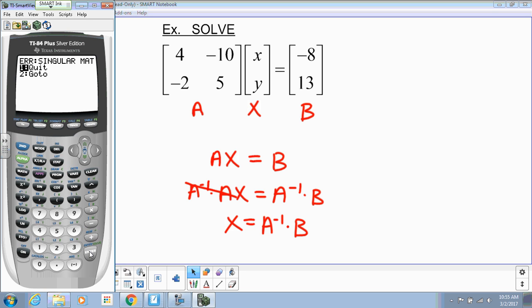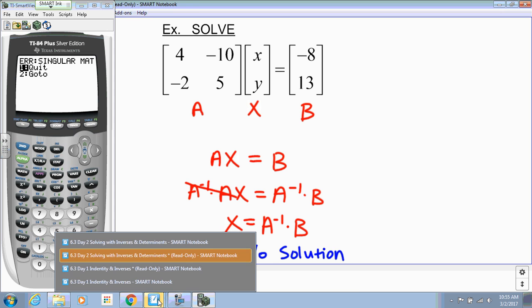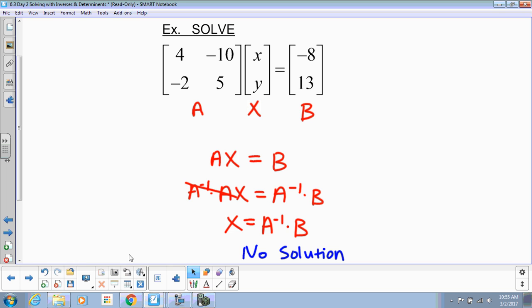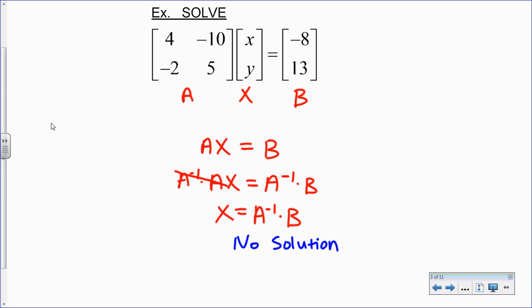So first of all, if you're solving the system like this and you get an error message, then you can say, okay, no solution. The reason why it's no solution is because A is a singular matrix. We're going to talk more about this in just a second, but meaning A does not have an inverse.